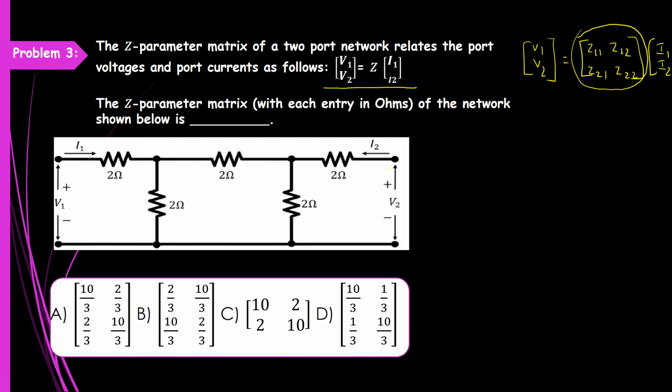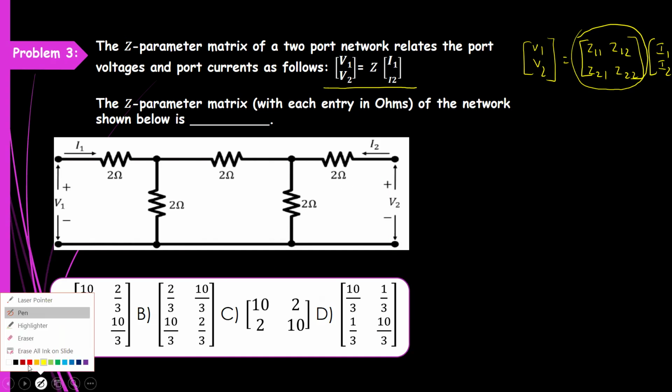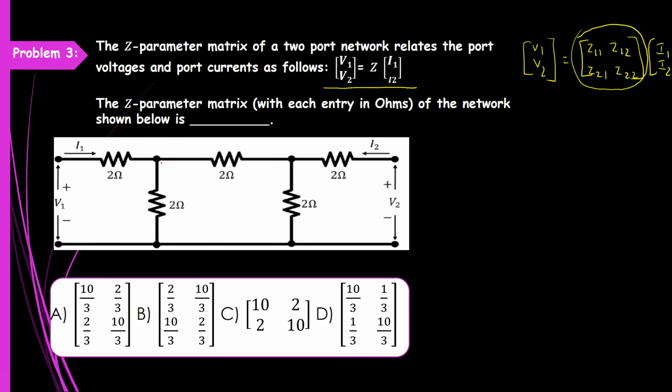Okay. So let me convert the given network into a T network first, and then it will be easy to find everything. A pi network is nothing but a delta network. So we can use delta to star transformation, or delta to Y network. Here all the resistances are of equal value, so we can find it easily.